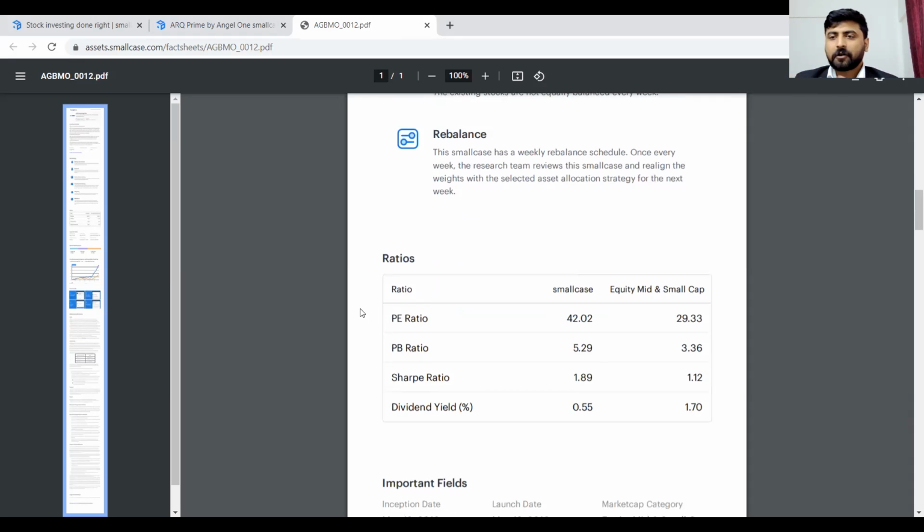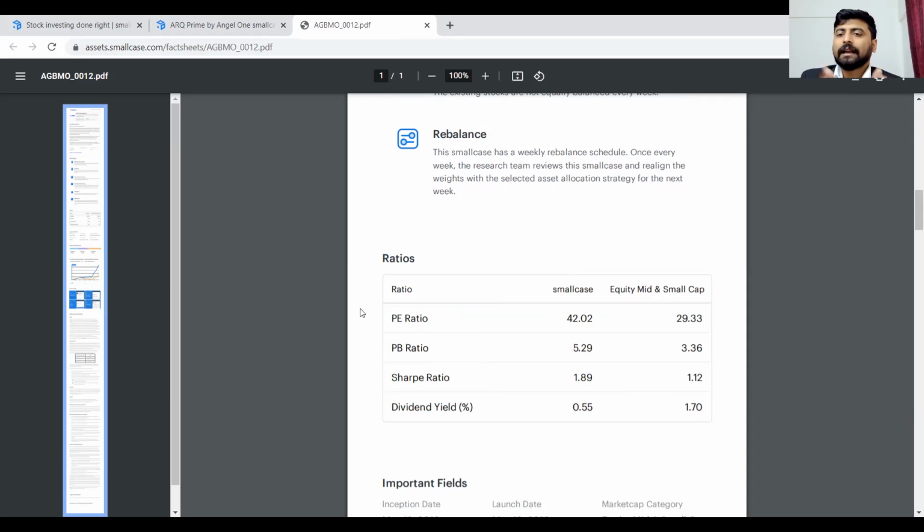So you find something called ratios. We know that a lot of you are tech savvy investors and you would want to understand detailed financial metrics about each particular smallcase basket. Just like a stock, a smallcase basket also has these performance metrics. For example, we have financial ratios like PE ratio, PB ratio, Sharpe ratio, and the dividend yield.